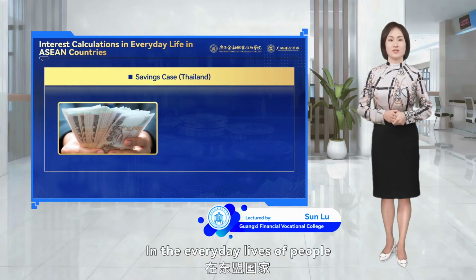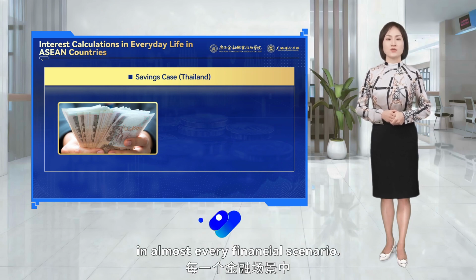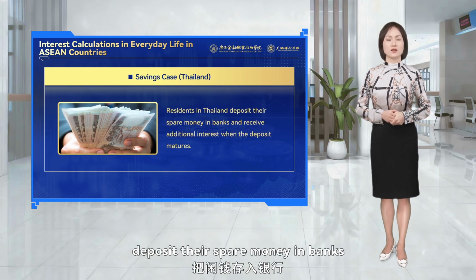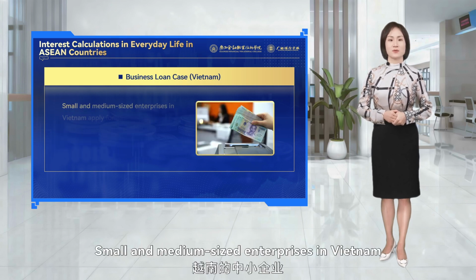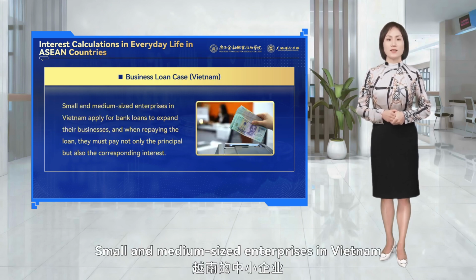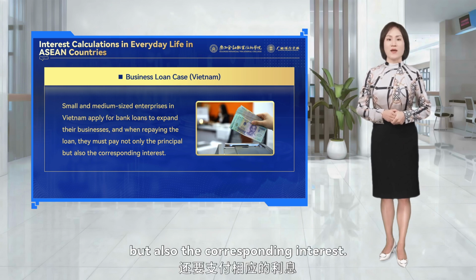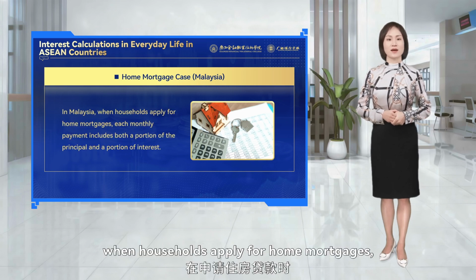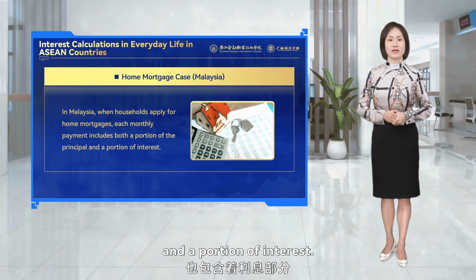In the everyday lives of people across ASEAN countries, interest calculations are involved in almost every financial scenario. Residents in Thailand deposit their spare money in banks and receive additional interest when the deposit matures. Small and medium-sized enterprises in Vietnam apply for bank loans to expand their businesses, and when repaying the loan, they must pay not only the principal but also the corresponding interest. In Malaysia, when households apply for home mortgages, each monthly payment includes both a portion of the principal and a portion of interest.